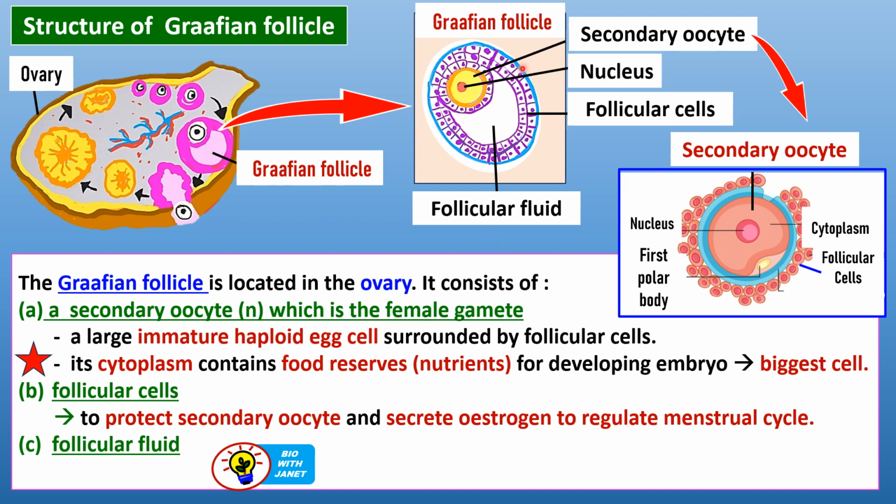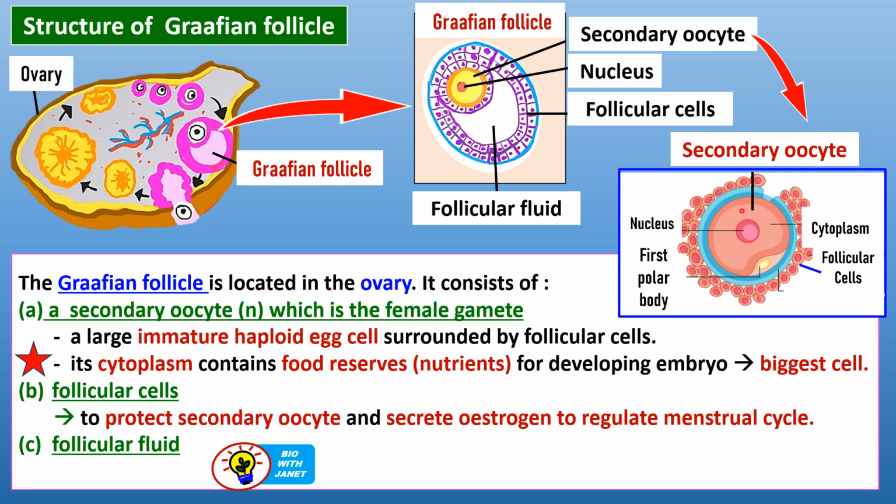Now, what about the follicular cells? What's their function? They protect the secondary oocyte, and they also secrete a hormone called estrogen, which is involved in the menstrual cycle to regulate it. Now, when the Graafian follicle has burst and released the secondary oocyte, let's look at how the secondary oocyte looks like when ovulation has occurred.